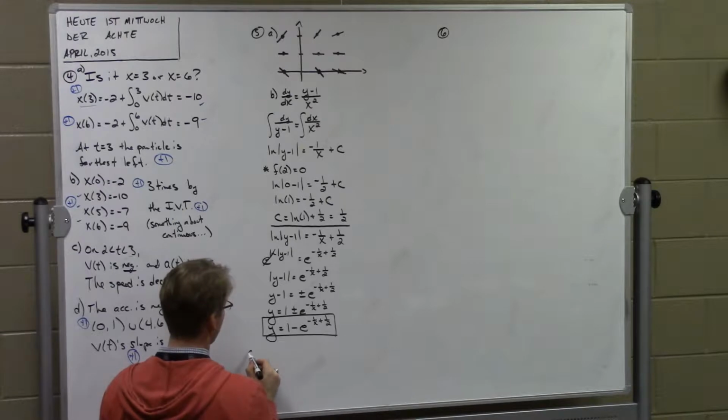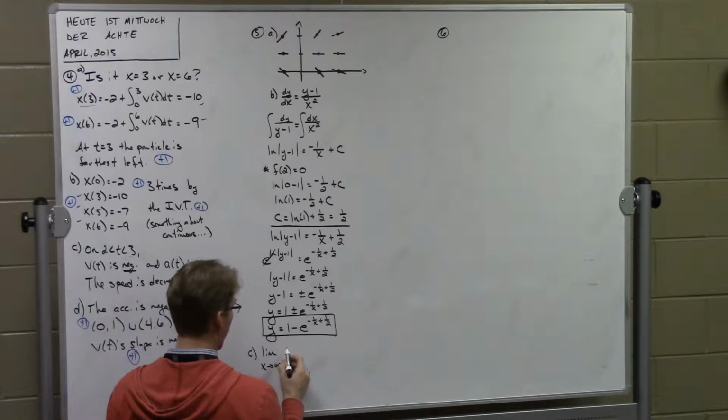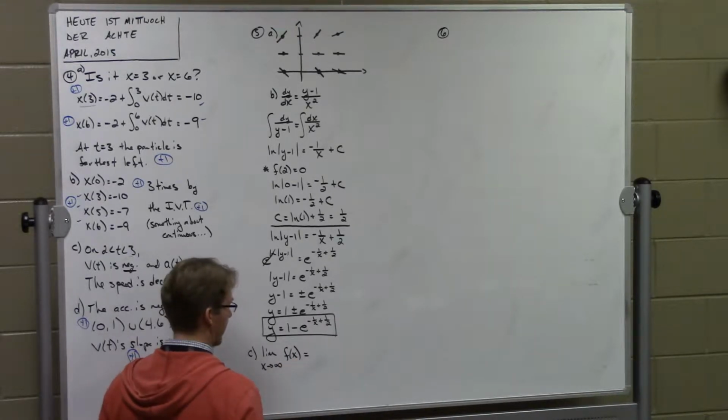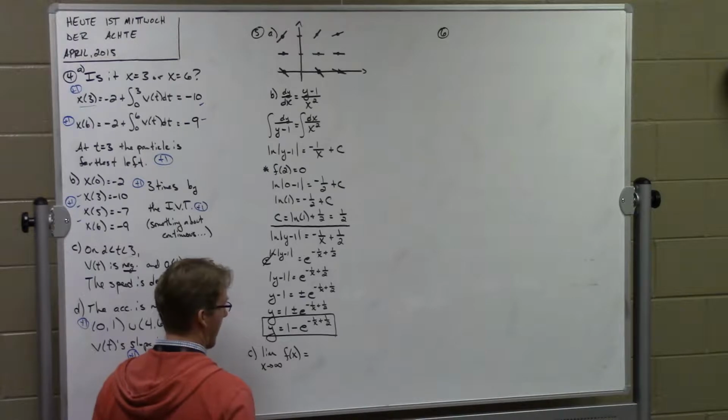Part C, limit as x approaches infinity of f of x. So f of x then was our 1 minus, yeah, that's our, okay. So as x approaches infinity, I was trying to make sure which part.